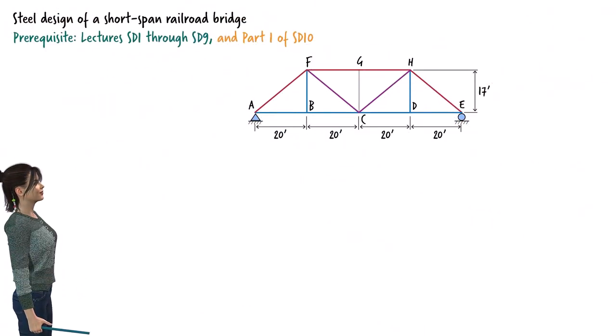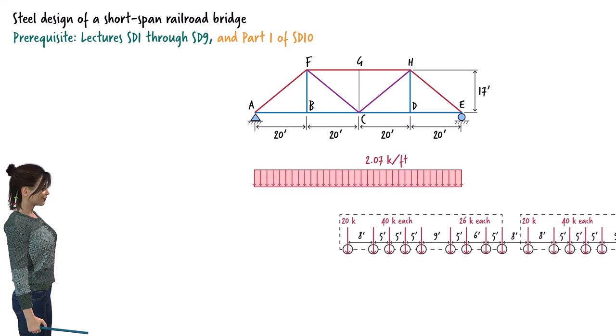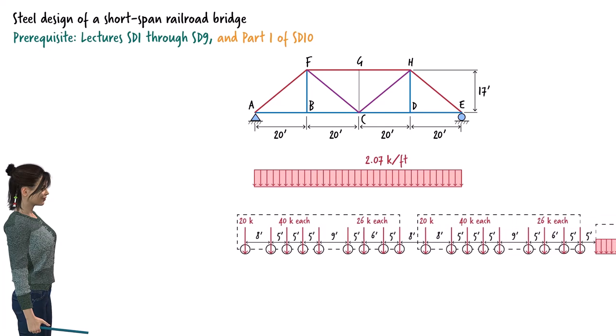In part one of the lecture, we calculated the maximum tensile and compressive forces in a truss structure supporting a railroad bridge. Two types of loads were considered, dead load and live load. Please review part one of the lecture before proceeding with this presentation.